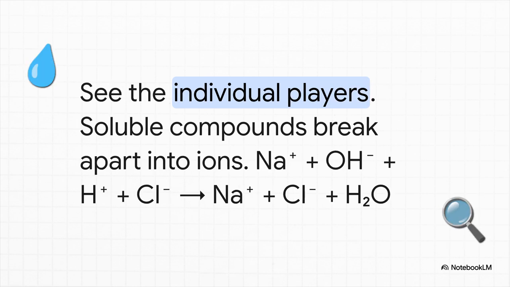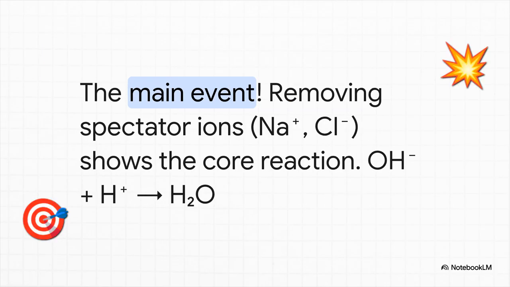Let's peel that layer back. This is the complete ionic equation. See, because these things are dissolved in water, they don't stay as whole molecules. They actually break apart into their ions. So suddenly, we can see all the individual players floating around in there, the sodium ions, the hydroxide ions, all of them. And now for the final layer, the very core of the onion.